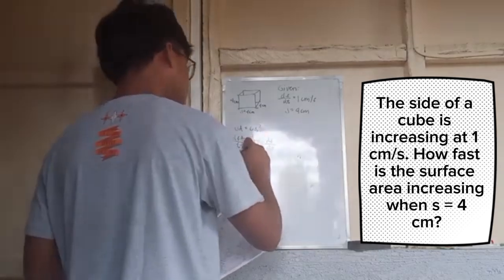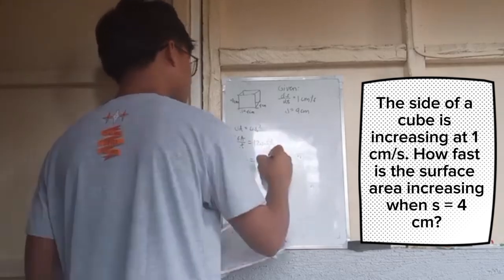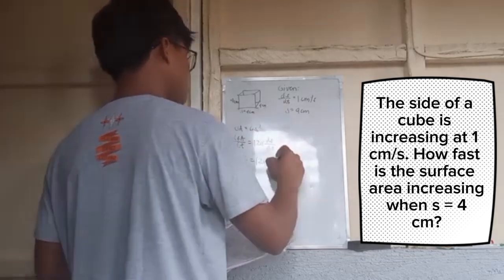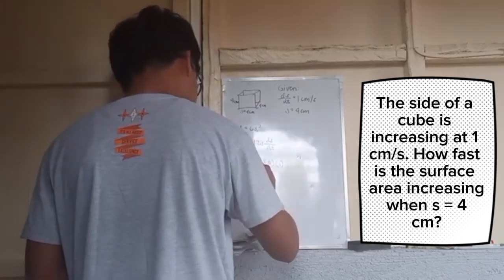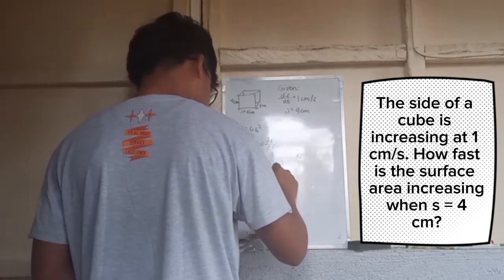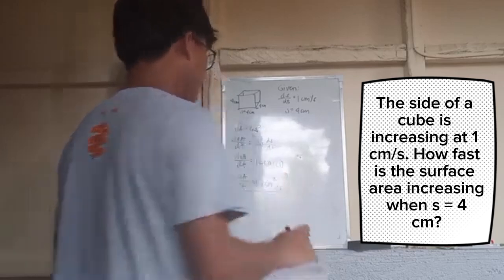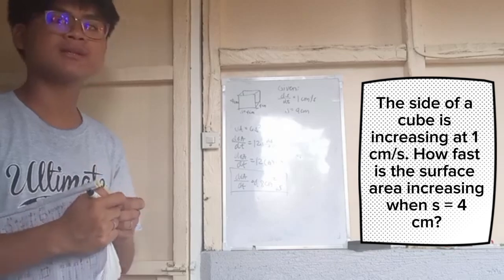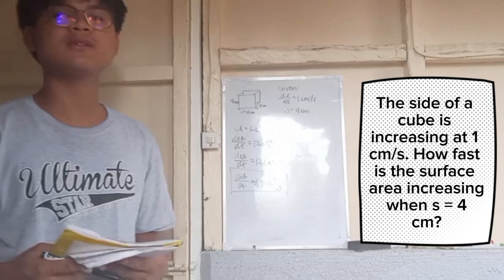So, copy the dSA over dt, 12, then our side is equal to 4, and our ds over dt is equal to 1. Now solve, you will get the value of 48 centimeters squared per second. So now, we have the final answer of the rate of the surface area having the rate of 48 centimeters squared per second. We'll proceed to the next problem.